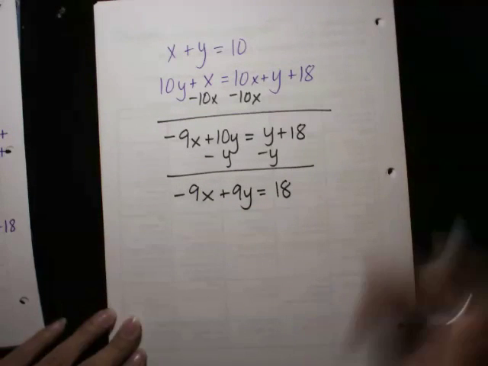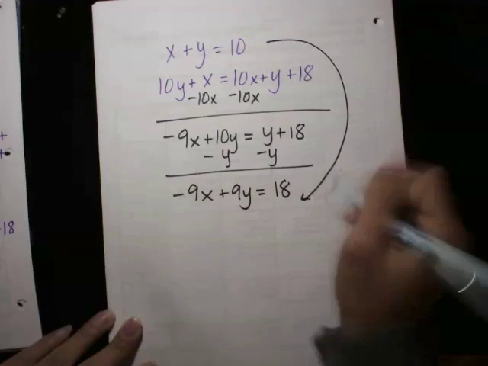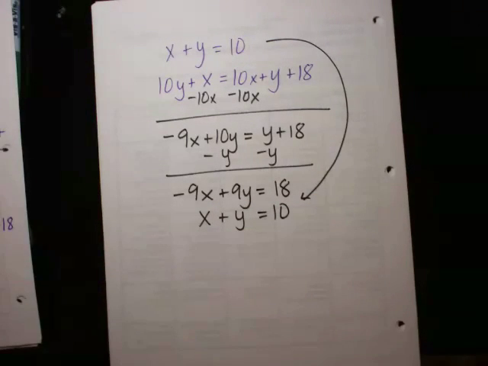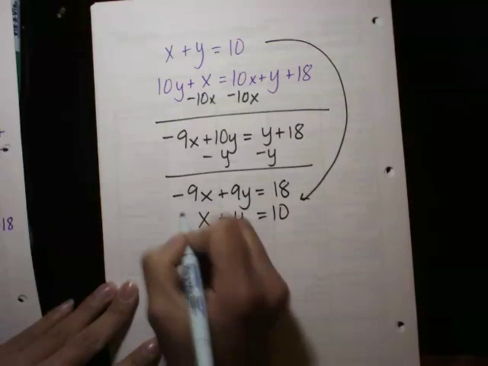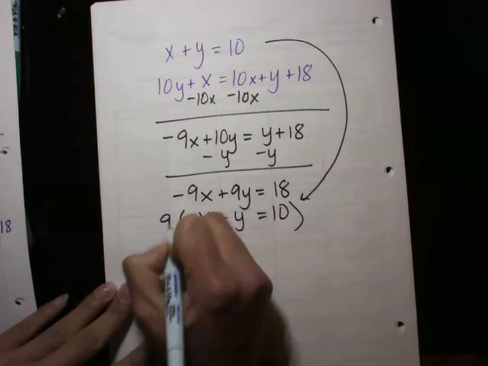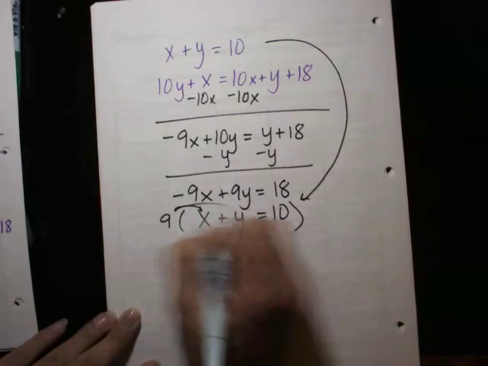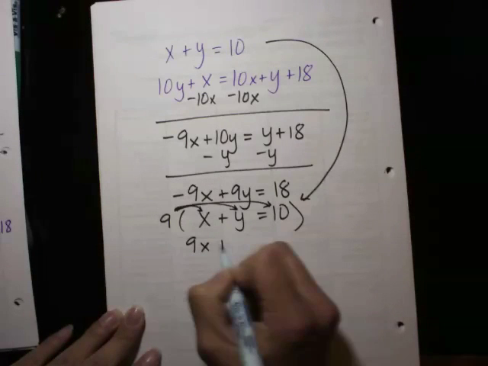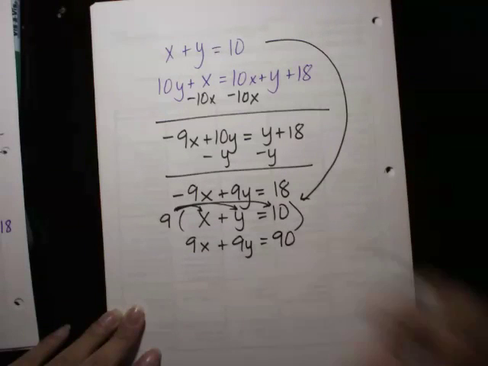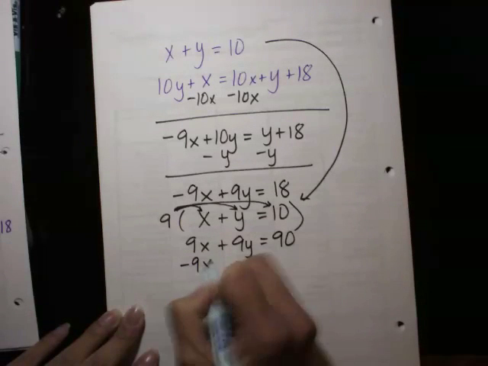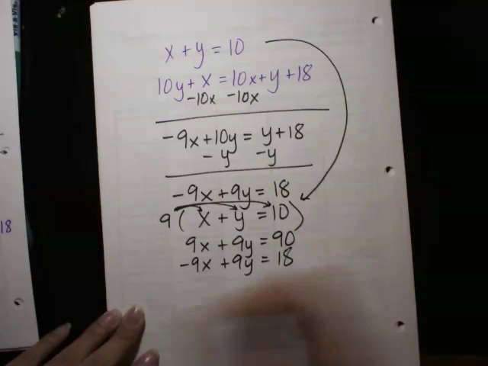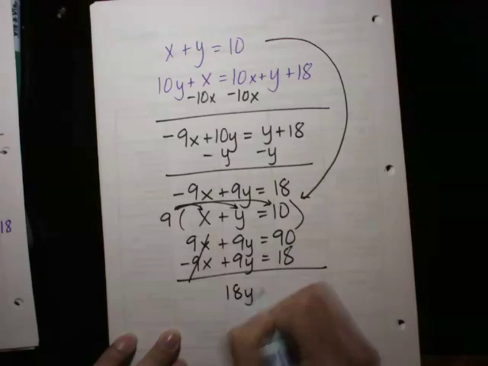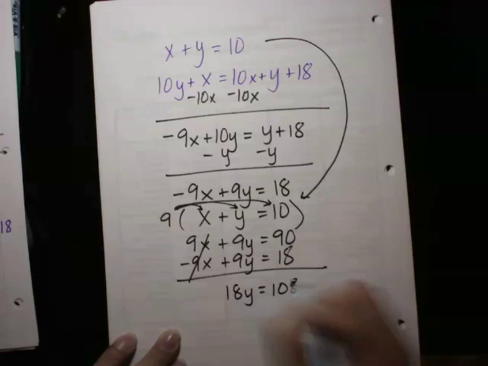So here's one of my equations. I'm going to rewrite this equation underneath. x plus y equal to 10. There are a lot of different ways that you can go about solving this. I'm going to use elimination with multiplication. So if I multiply this entire equation by 9, remember you have to distribute the 9 throughout the entire equation, I will have 9x plus 9y equal to 90. Let's rewrite that equation right underneath. And I can now eliminate the variable x, leaving me with 18y equal to 108.